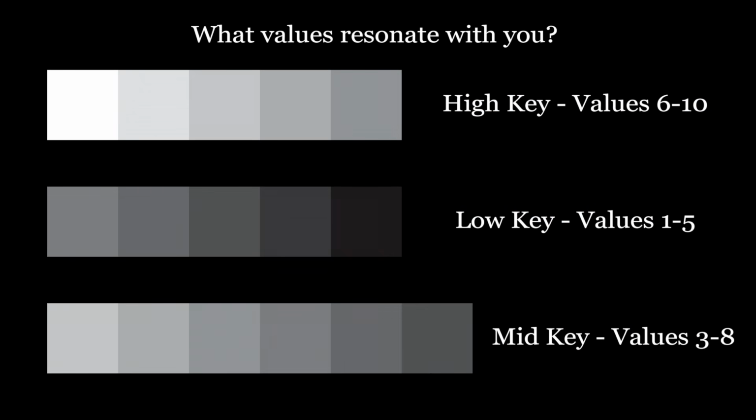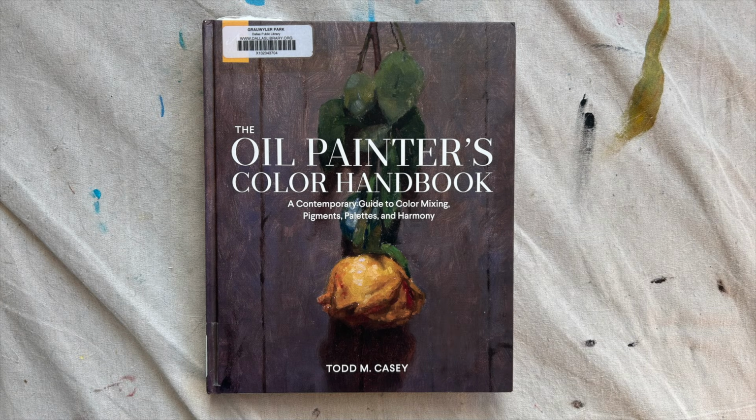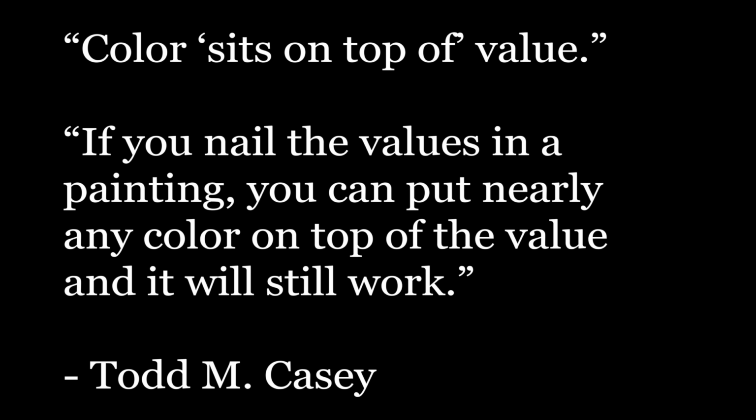I think it's worthwhile to notice what value range or ranges resonate with you, lighter, darker, in the middle, and then be able to select corresponding hues. Another thing to consider while you're painting is swapping colors that have the same value. In the Oil Painter's Color Handbook, author Todd Casey suggests that color sits on top of value. He thinks that if you nail the values in a painting, you can put nearly any color on top of the value and it will still work.